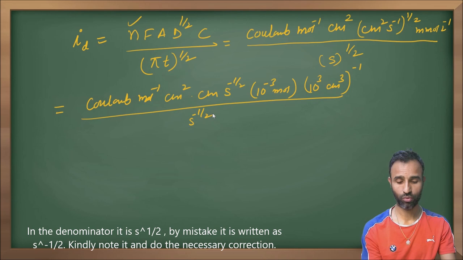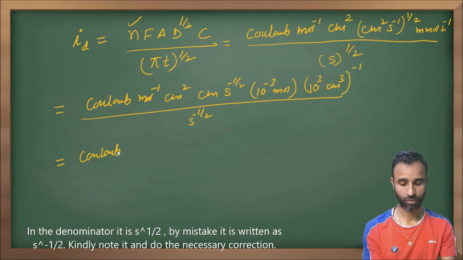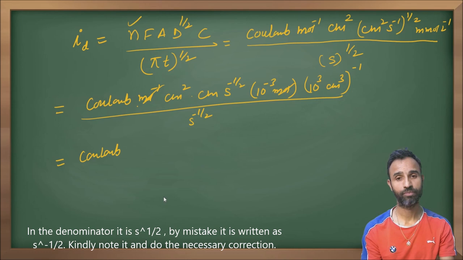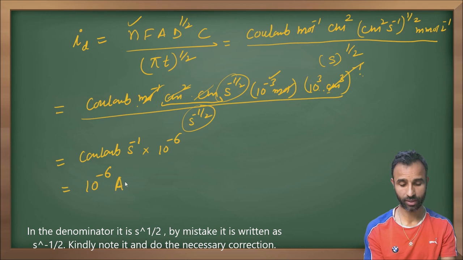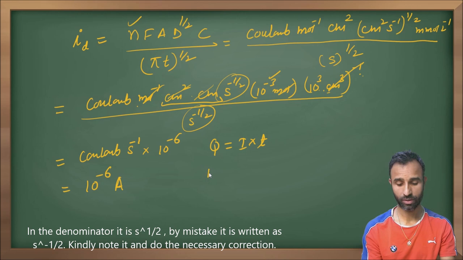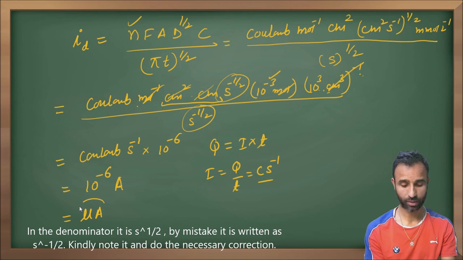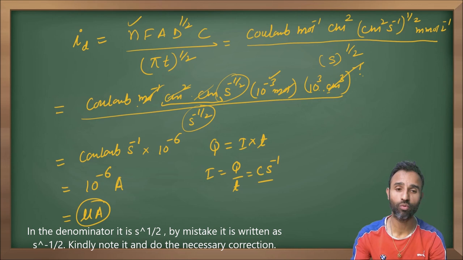So now it is Coulomb per mole, mole cancels, it becomes centimeter cube, and centimeter cube raised to the minus 1/2 cancels. So s raised to the minus 1/2, s raised to the 1/2. So it becomes s minus 1 into 10 raised to the minus 3, 10 to the 3 raised to the minus 1. So it is 10 raised to the minus 6. So it becomes 10 raised to the minus 6 Coulomb per second. And what is Coulomb per second? It is ampere, because you know Q equals I into t. So I is Q over t, means Coulomb per second. So in this way it is microampere. So in this way we come to know that the diffusion current in the Ilkovic equation is measured in microampere.